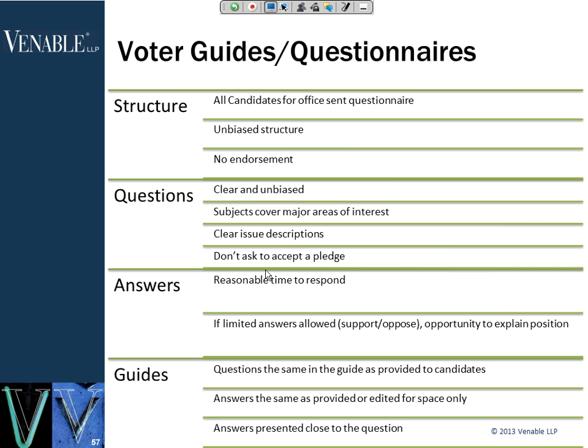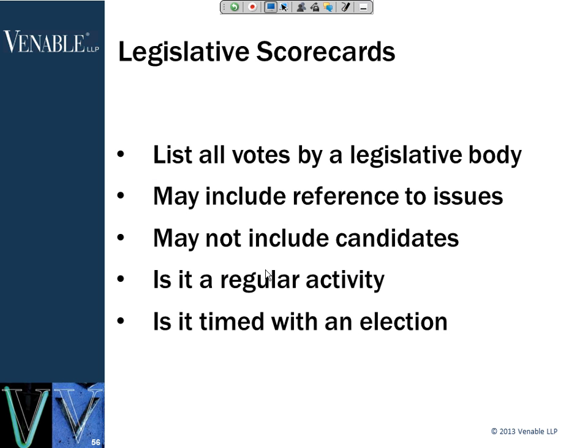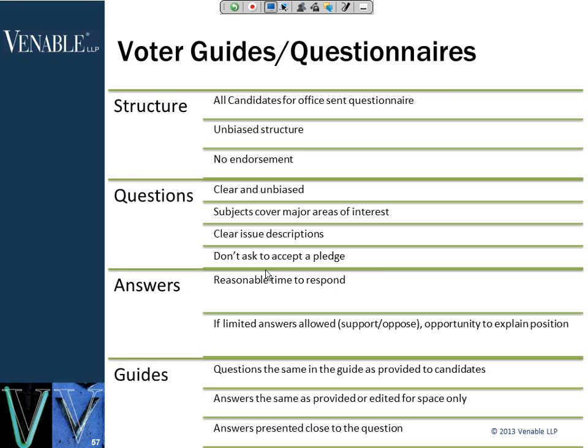Legislative scorecards is similar to what we just talked about. If your organization is engaged in producing a legislative scorecard on a regular basis at times other than election periods, you can continue to produce that legislative scorecard even in connection with an election, provided that you do it in the same way that you usually do it in other times of the year. And again, you want this to be nonpartisan, list all the votes by the legislative body, but you can reference issues that are important to your organization. With voter guides and questionnaires, we're back to the same basic rule of thumb. They should be nonpartisan and unbiased.